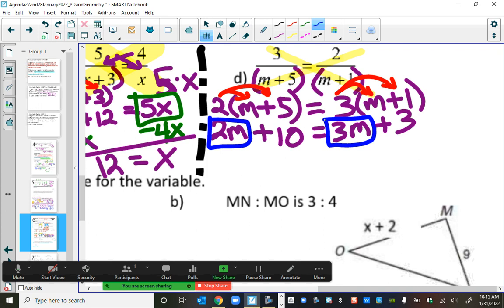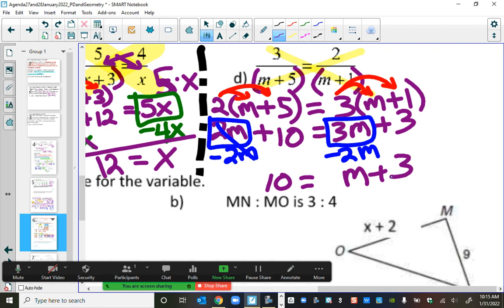All right, let's look at this problem real quick. Who can tell us what would be one step we need to take to solve for m? Subtract 2m from both sides. Minus 2m, minus 2m. The 10 equals, what's 3m minus 2m? m. And then bring down the plus 3.